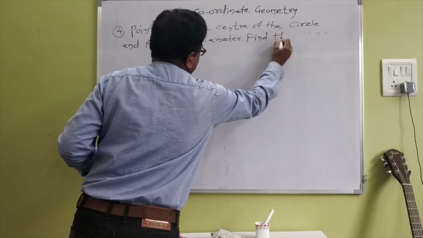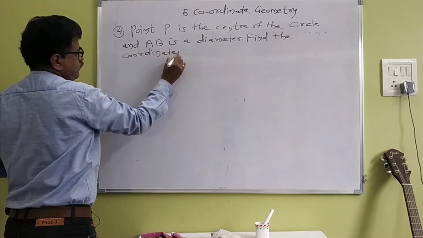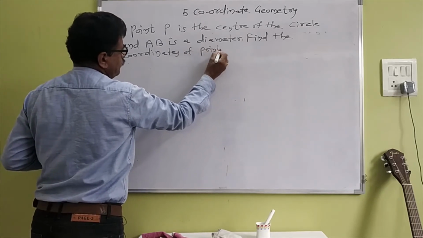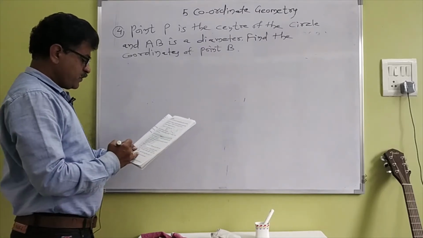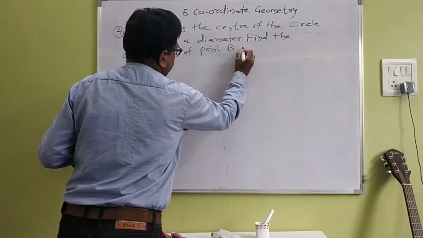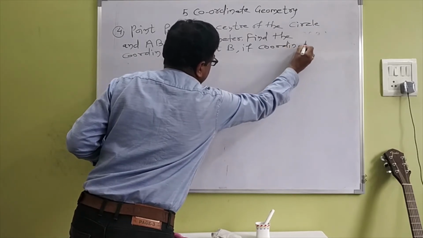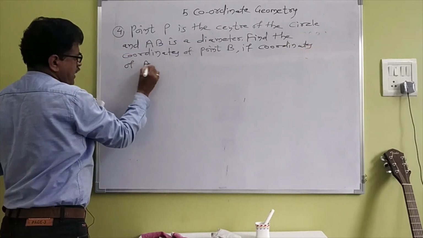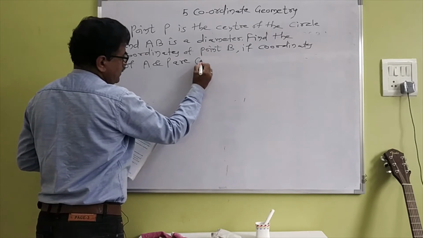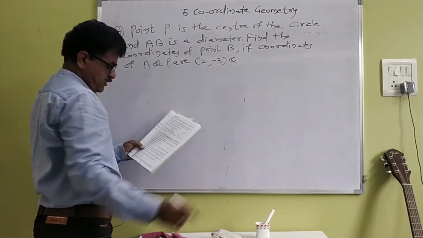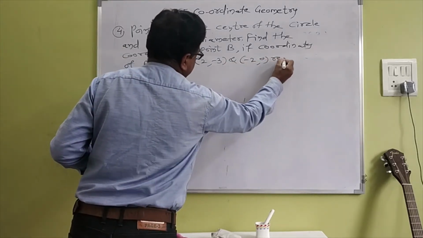Find the coordinates of point B, if the coordinates of A and P are 2, -3 and -2, 0 respectively.